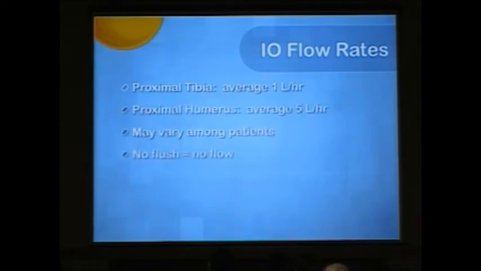As I mentioned, flow rates are better in the humerus. In the tibia, you get 1 liter an hour, the humerus 5 liters an hour. This may vary among patients, but remember that flow is very important. So if you have an IO line that's not working, the first thing I do in my practice, in my hospital, when an ambulance comes in, they have an IO device inserted. If it's not working well, the first thing I do is I flush it very well, because sometimes the paramedics will not have flushed it adequately.